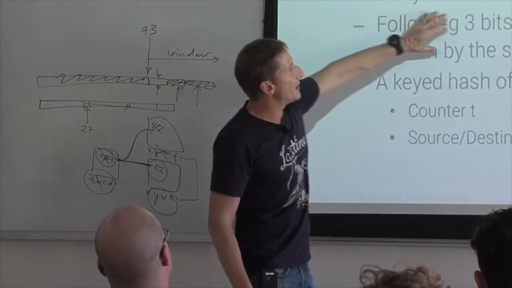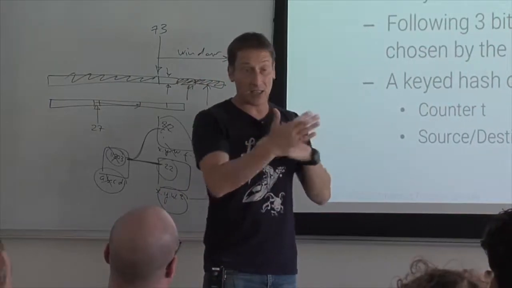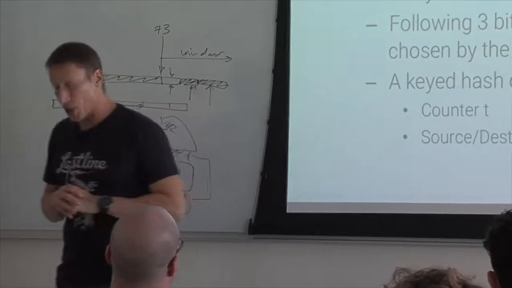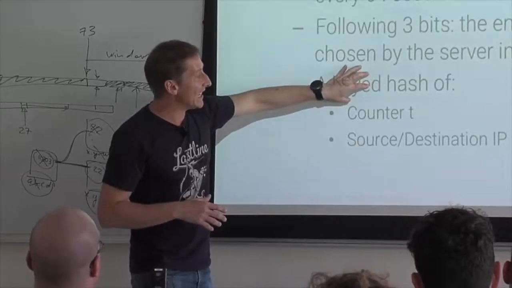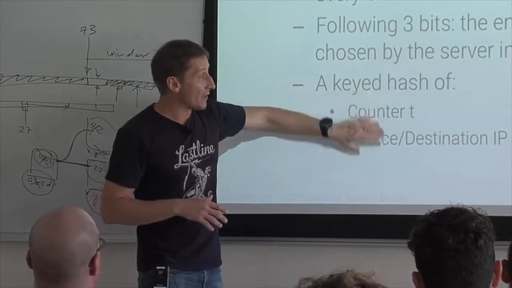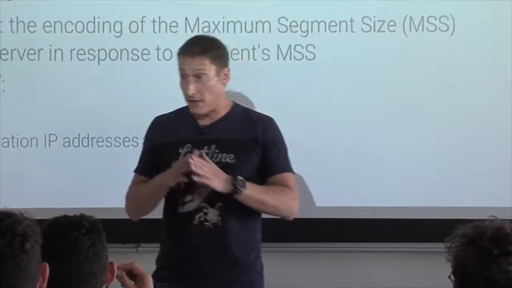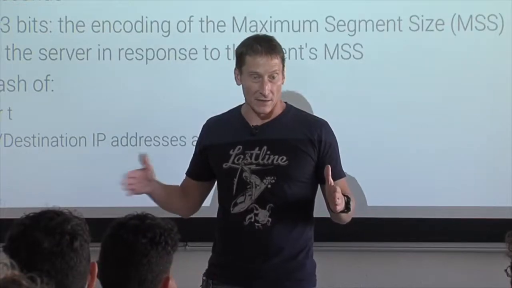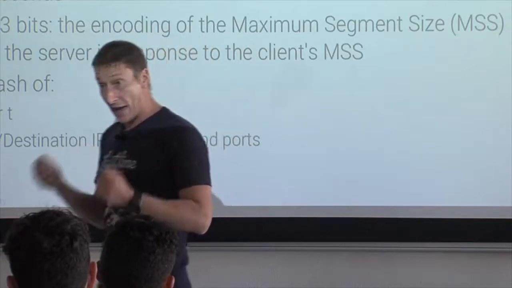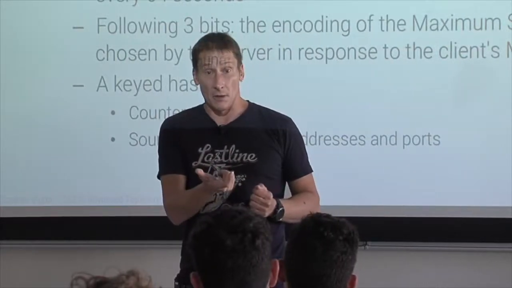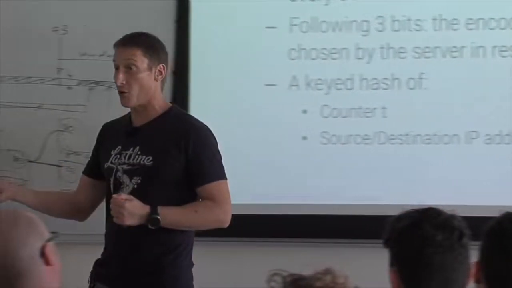Then you use 3 bits to encode the maximum segment size. That's something that you need in establishing the connection. It's one of the parameters. But the most important part is a keyed hash of the counter and the source and destination IP addresses and ports. So you take all this information, fundamentally the guy who sent you the stuff, and you key hash it. That means that you do a hash of that value together, but you add to the data a secret key. So only if you have the key can you generate the correct hash.